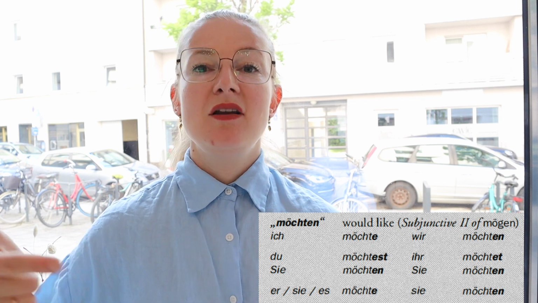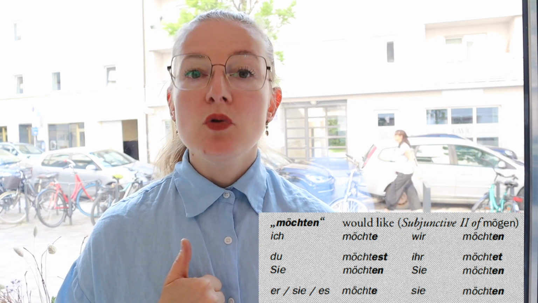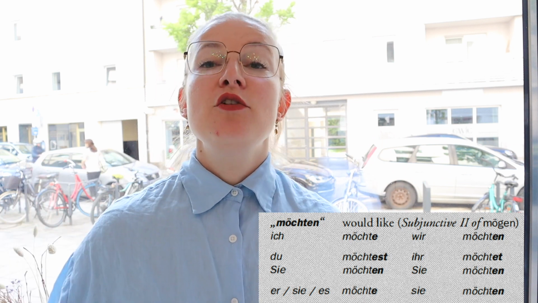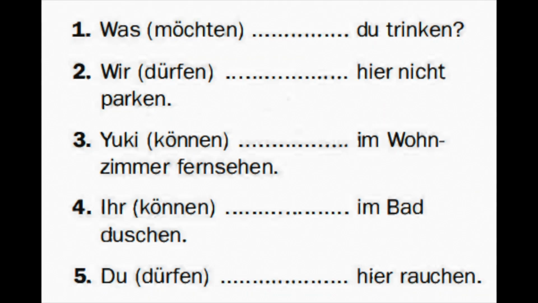First and third person singular are the same. Ich möchte, er, sie, es möchte. Und first person and third person plural are the same as well. Wir möchten und sie möchten. Good job! Now you've got 5 sentences to complete using können, dürfen or möchten.